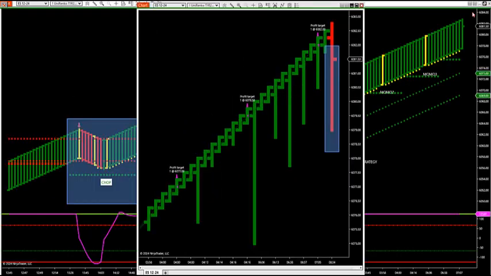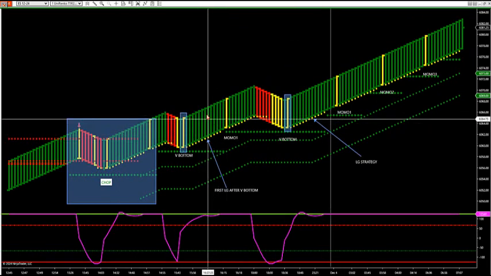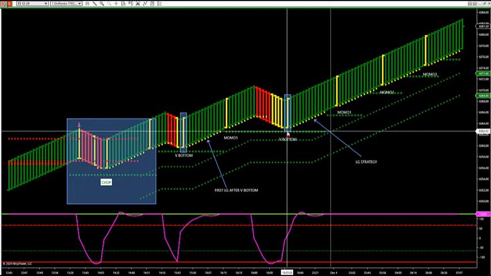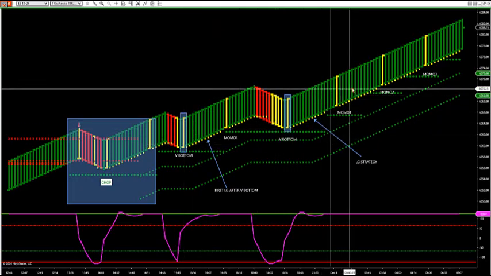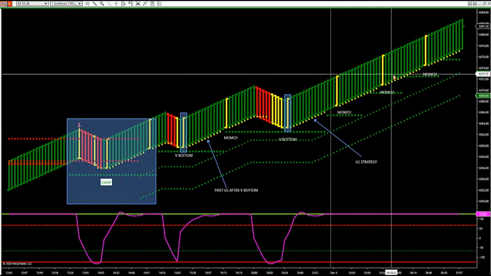You're going to get less trades taking the first liquidity grab after a V bottom, and you're going to get multiple trades taking the other one. It's totally up to you how you want to do it.